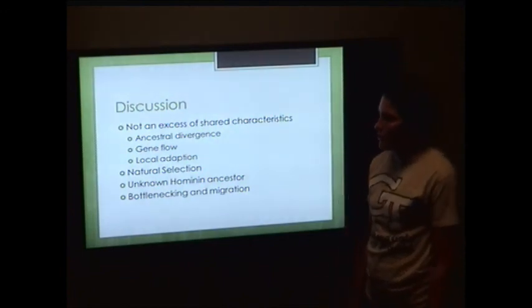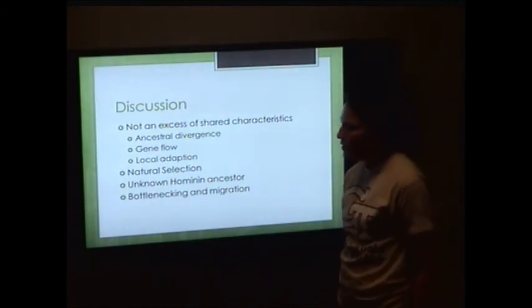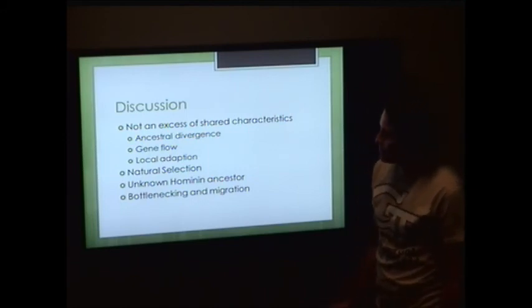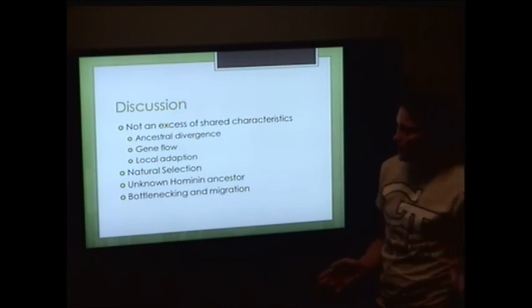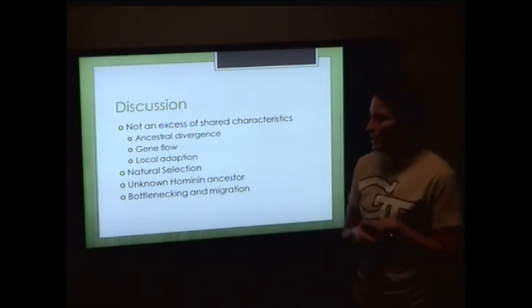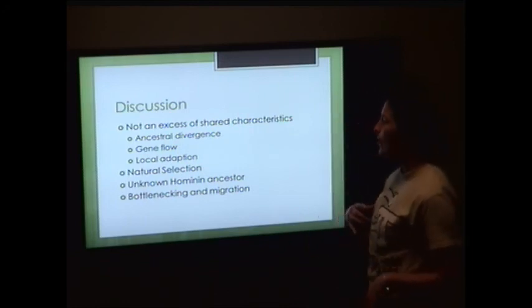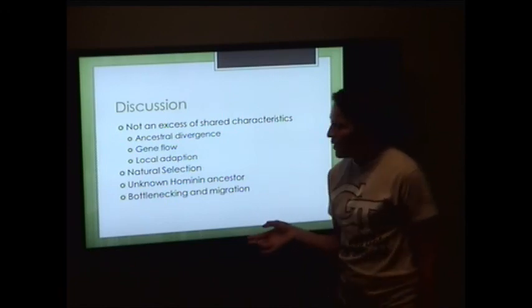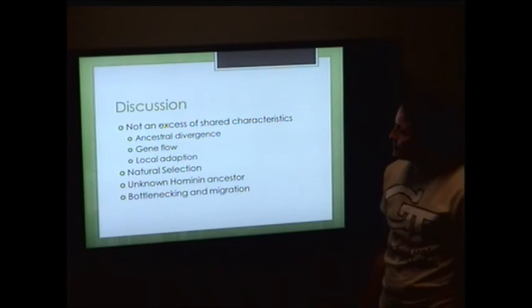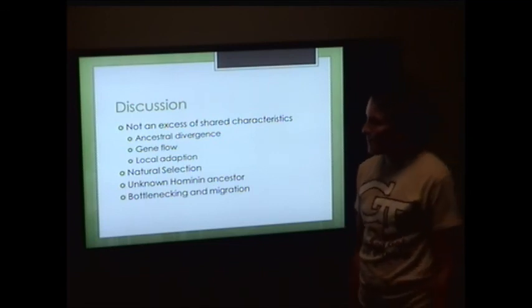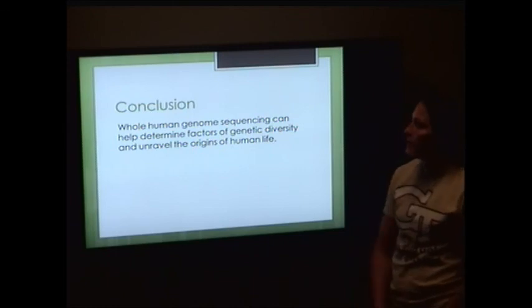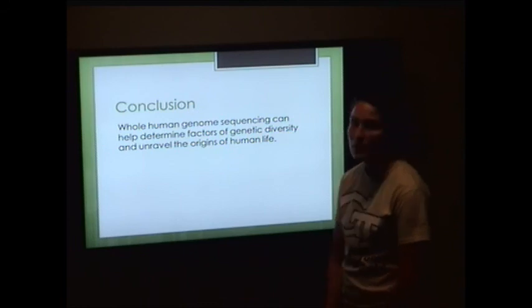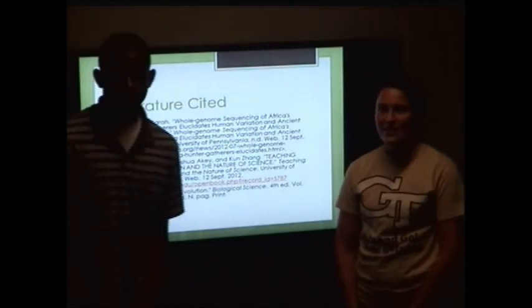In the data, they also showed that the homozygotic traits could prove that there was an unknown hominin ancestor, and the variants of traits they found were not only found in Africa but in countries all over the world, which shows gene flow and migration of the Africans who migrated to other parts of the world. And in conclusion, we can say that whole human genome sequencing can help determine factors of genetic diversity and unravel the origins of human life. Thank you for your time.